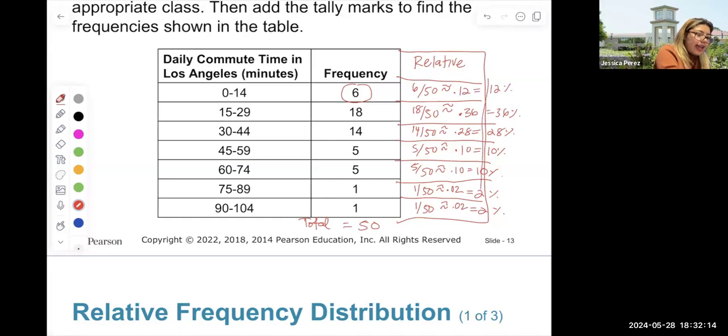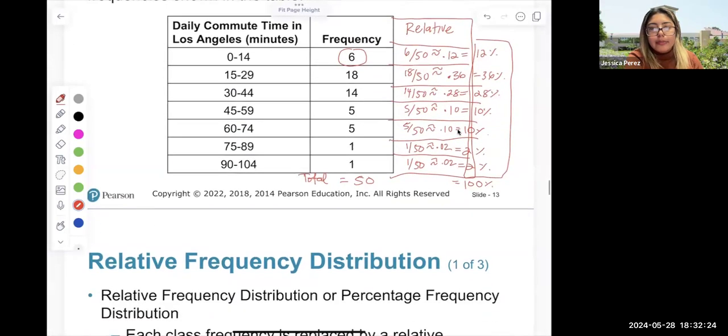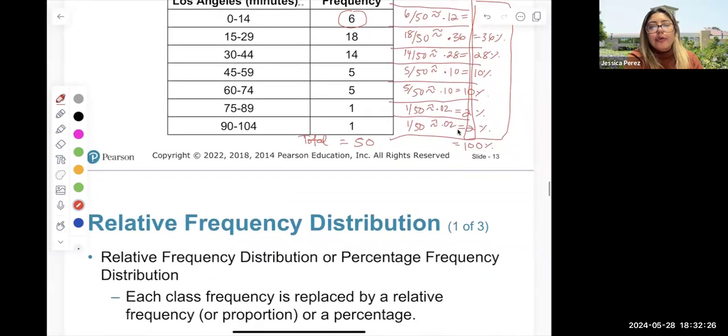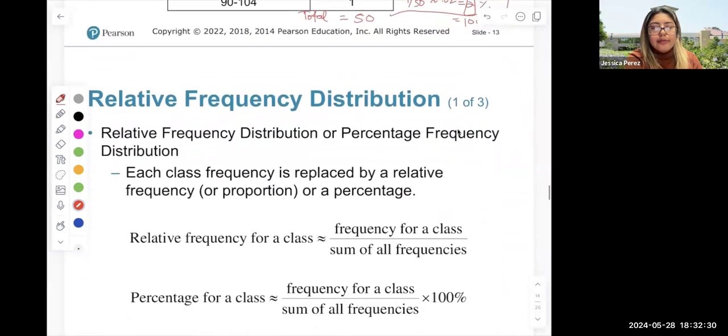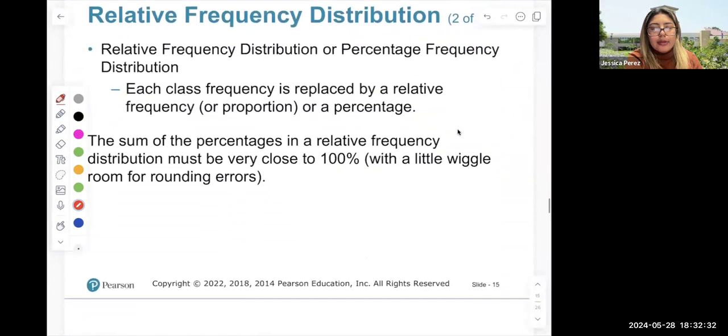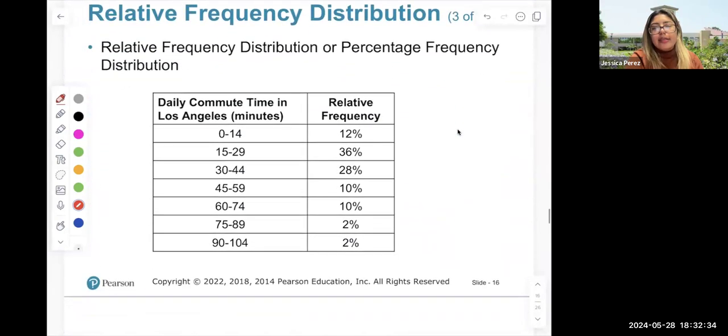What happens if I add all of these percentages? I should get 100%. That is called the relative frequency. So I'm going to scroll down. For each class frequency, you're going to be replacing it with the relative frequency. Okay, so there we have it. The relative frequency will be 12%, 36, 28.